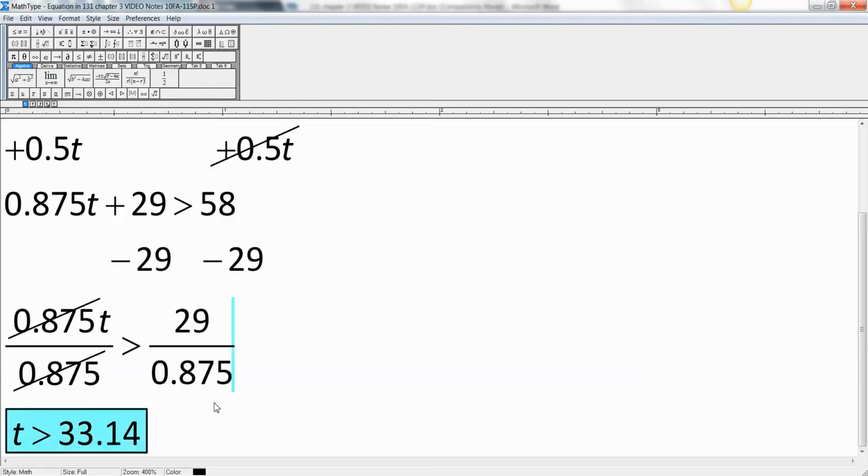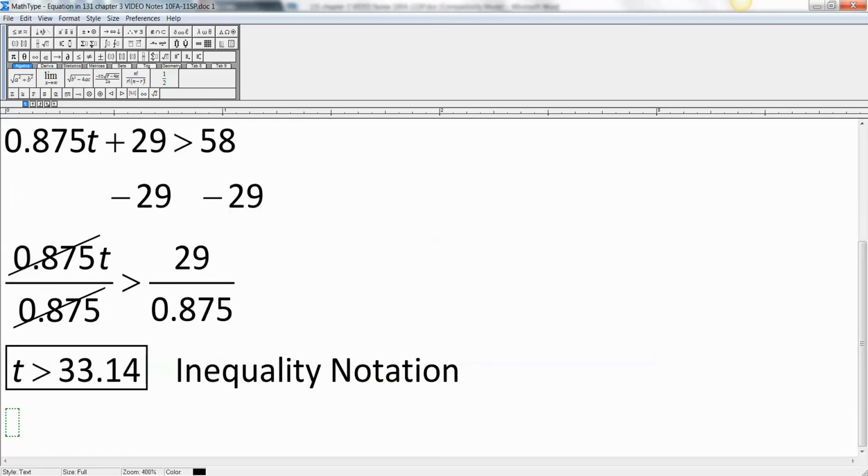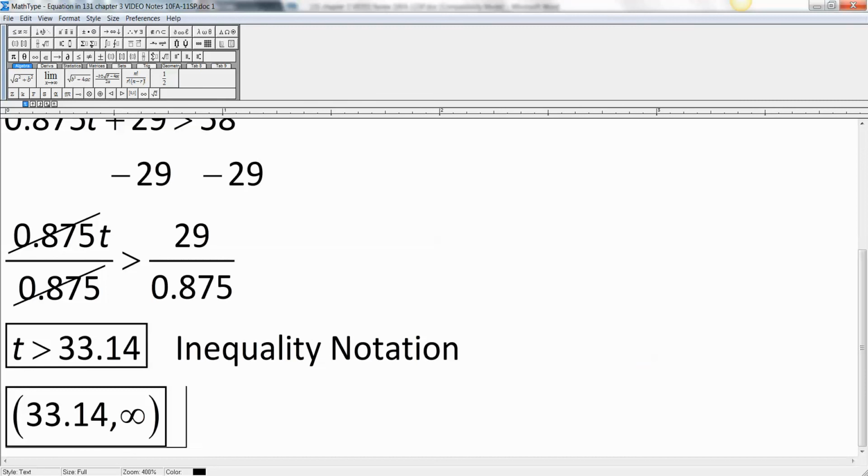That's inequality notation. They didn't actually specifically ask for it, but let me just remind you. Inequality notation. And then for interval notation, that would be 33.14, comma, infinity. And that would be interval notation. They're both completely correct answers. So that's how to do it by hand. All done.